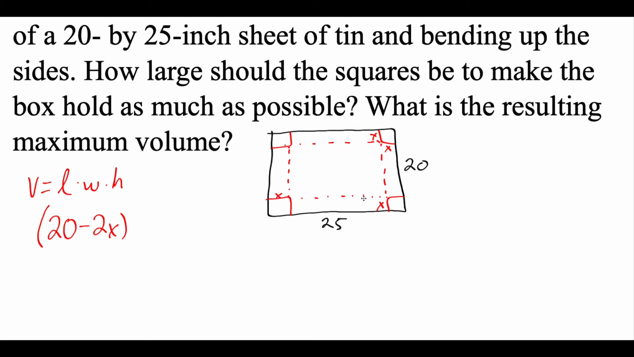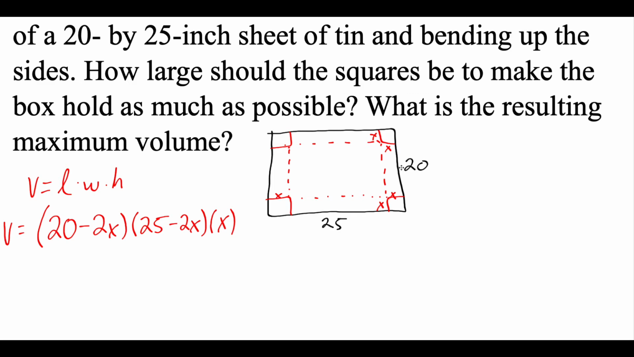Now if we look at how wide this box is, our rectangle started at 25 inches wide, but again, we're cutting this x chunk off of each side. So this is going to be 25 minus 2x. As we fold these flaps up, whatever this x value is going to end up being the height of our box. So this multiplication is going to lead us to the volume of our box.